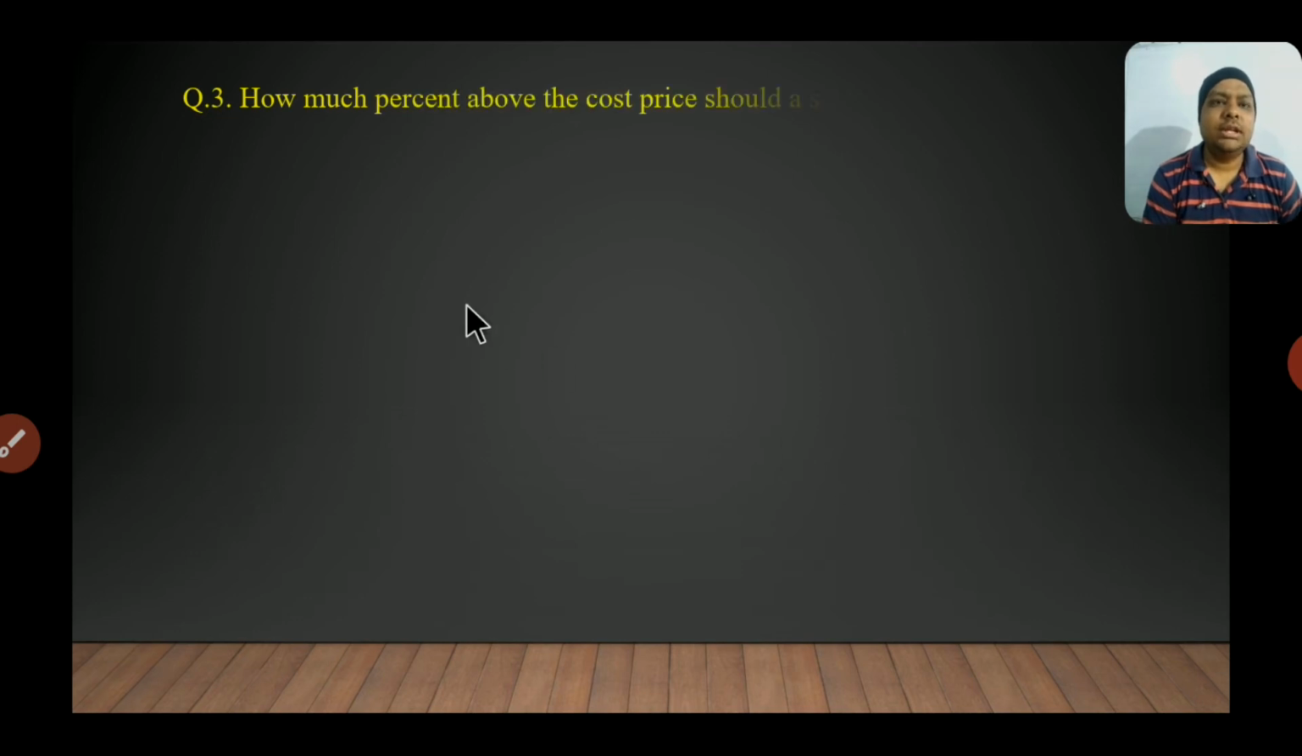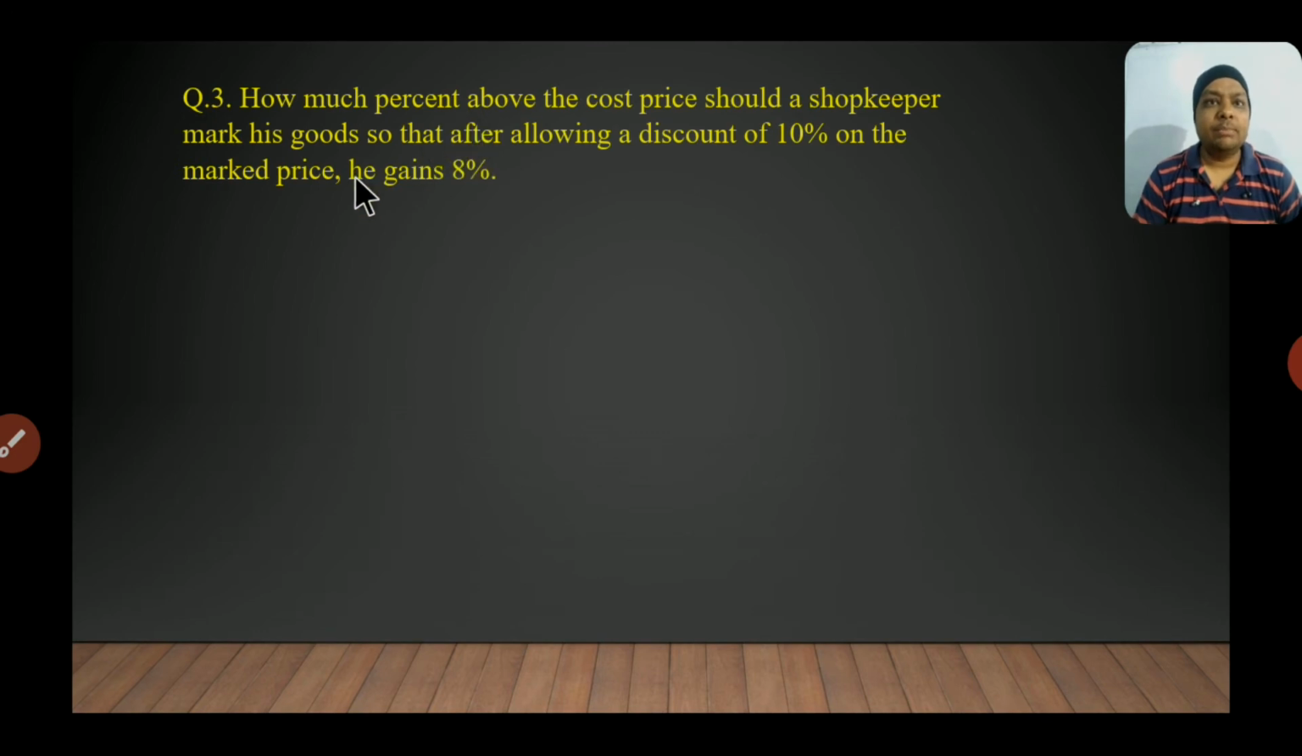Now the next question is, we have to find how much percent above the cost price a shopkeeper should mark his goods so that after allowing a discount of 10% on the mark price he gains 8%. Same question as previous, but here we have to find the percentage increase over the cost price. Okay. So we will find it last. At first we will find the SP, then we will find the mark price, and then we will see. So here we can solve it by two methods. First method by assuming X and second method by assuming 100. Okay.